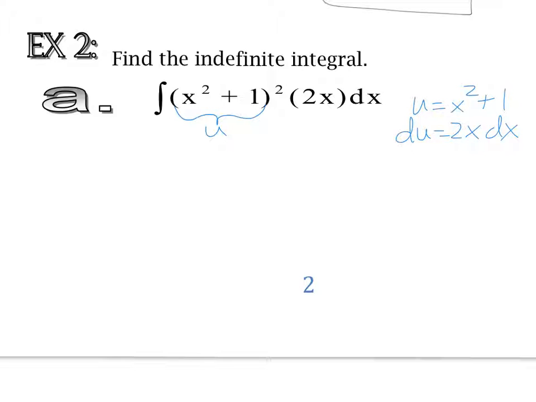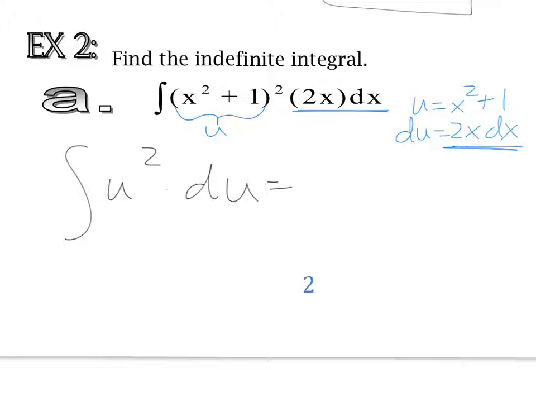Okay, this is interesting because we see a 2x dx here, right? So sometimes this is going to be the case, that when you take the derivative, whatever you get for du will fit in nicely into the integral that's already there. So we can rewrite this whole thing as the integral of u squared, and instead of 2x dx, that's simply equivalent to du. So this thing that was pretty complicated got really simple really quick.